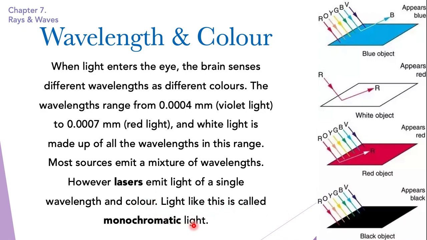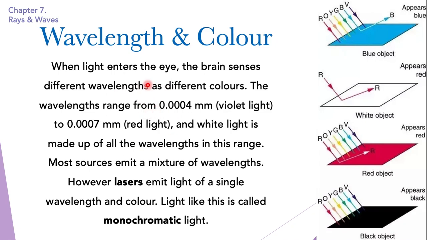You probably have seen lasers, they're only red light, so it is only of a single wavelength and color, which is probably 0.0007 millimeters because lasers are red in color. So a light like this is called a monochromatic light. It emits only one wavelength and color. Otherwise, most light sources emit a mixture of wavelengths.